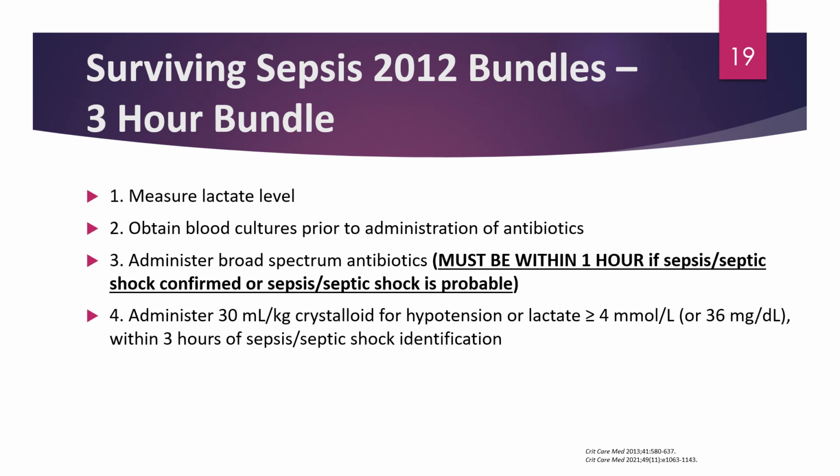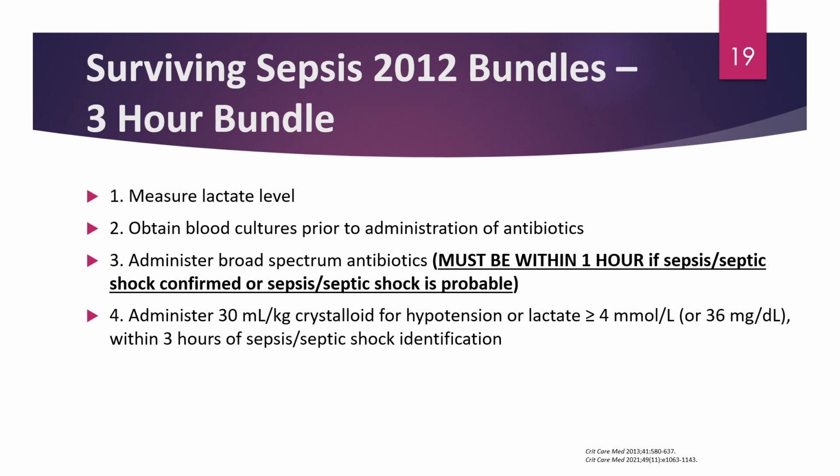We're going to measure a lactate level. We're going to try to obtain blood cultures prior to the administration of antibiotics when possible. In addition, we're going to want to try to obtain cultures of other potential sources of infection. But it's always required for any sepsis or potential sepsis presentation to get blood cultures. Usually those are 2 blood cultures from 2 different IV sites.